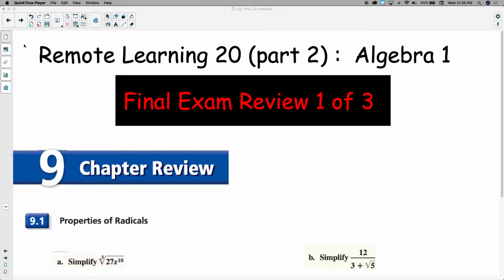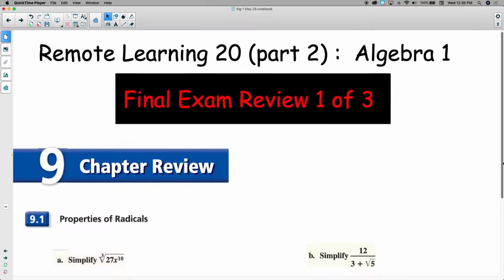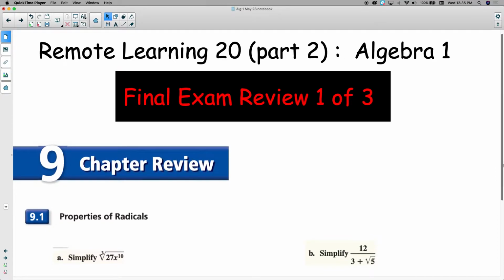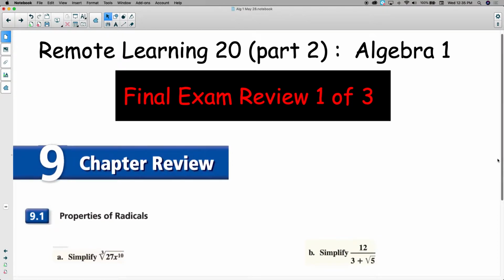All right, then, welcome to Remote Learning 20, Part 2. And this is going to be the first of 3 final exam reviews. Don't let the black background and red lettering scare you, because it is going to be a modified final exam. It's worth 7% of your overall grade, and it only covers the last chapter that we did in full. That was chapter 9 and a tiny bit of chapter 10.